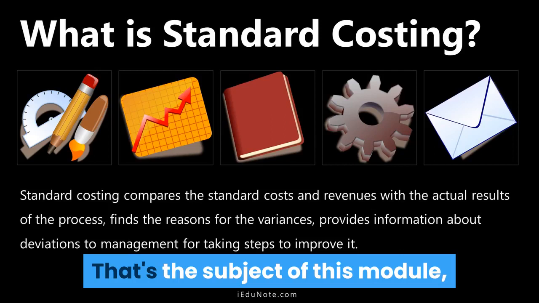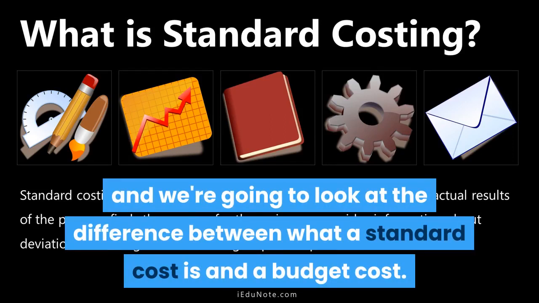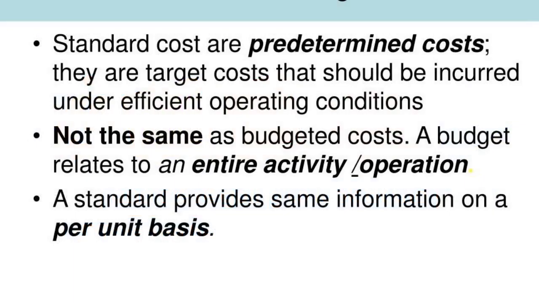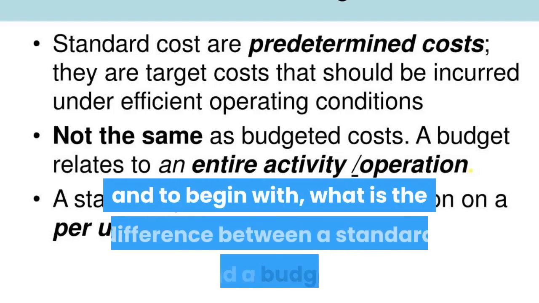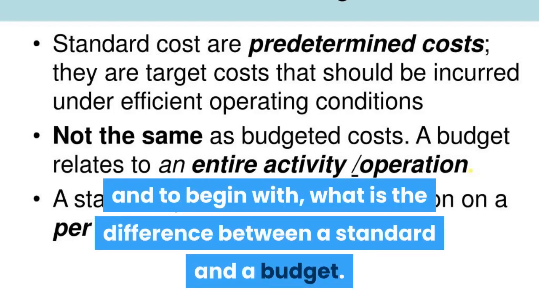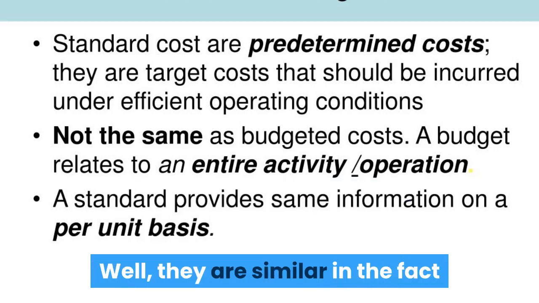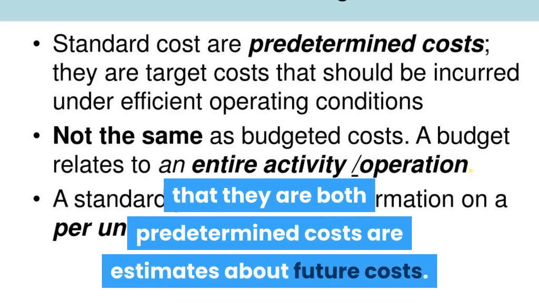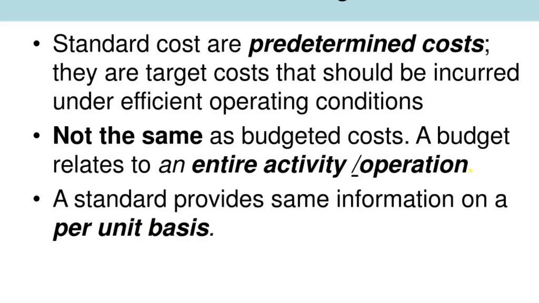That's the subject of this module, and we're going to look at the difference between what a standard cost is and a budget cost. We're going to look at why management uses standard costs and how they set those standard costs. We're going to focus on material and labor, not so much overhead, and to begin with, what is the difference between a standard and a budget? Well, they are similar in the fact that they are both predetermined costs or estimates about future costs. However, the difference is that the budget is a total amount, whereas the standard is a unit amount.